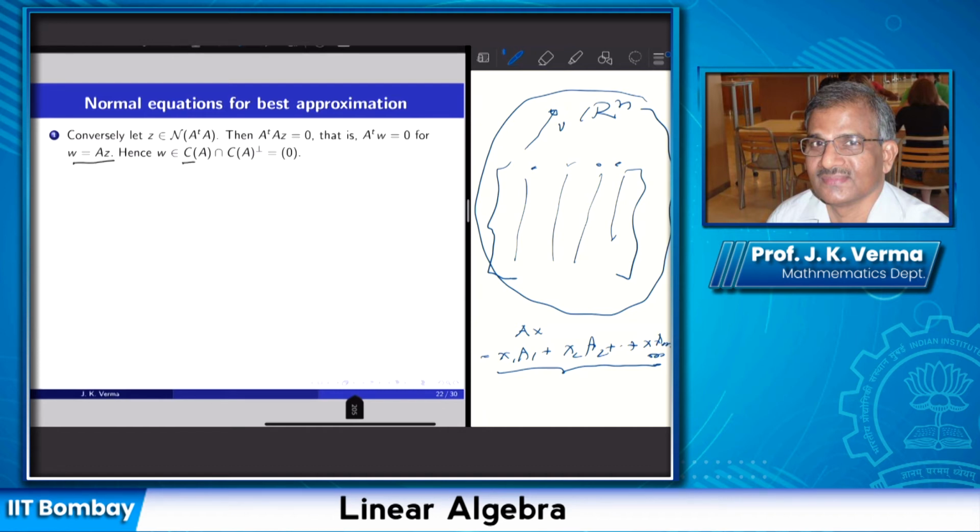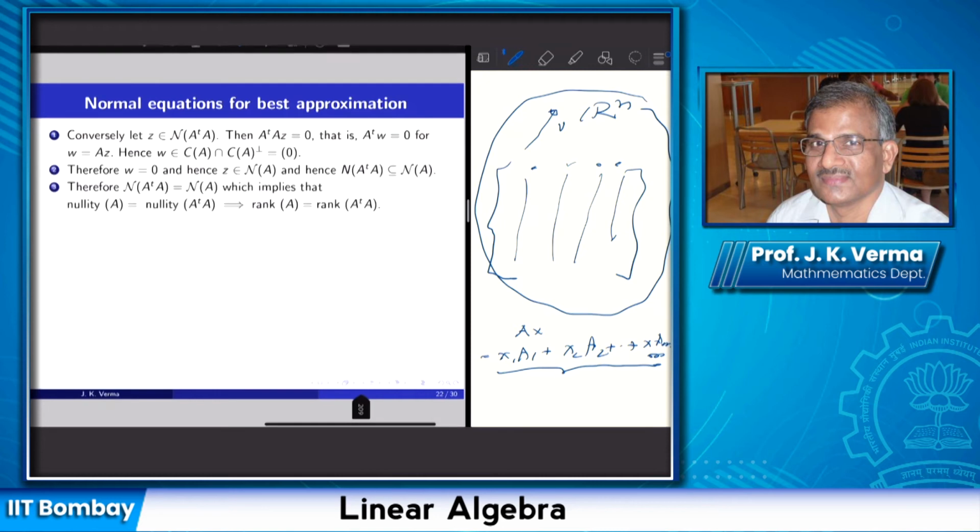So AZ is in the column space of A. It is perpendicular to all the columns of A, and therefore it is in the perpendicular subspace of the column space. But we have proved that W intersection W perp is only the 0 vector. So AZ is 0, and therefore Z is in the null space of A. So the null space of A contains the null space of A transpose A. These two null spaces are equal, and therefore the nullities are equal. So the nullity of A is the nullity of A transpose A.